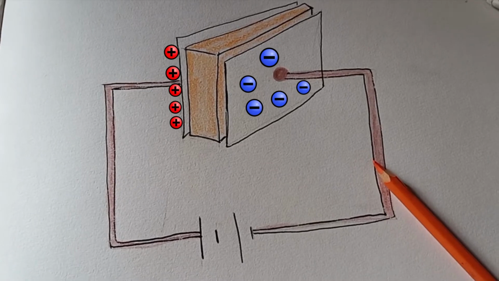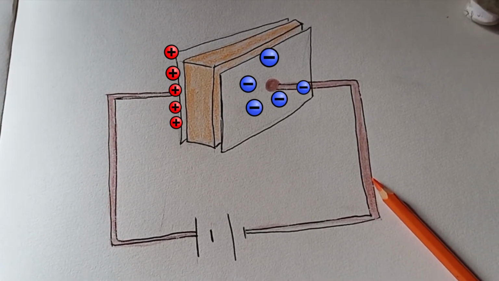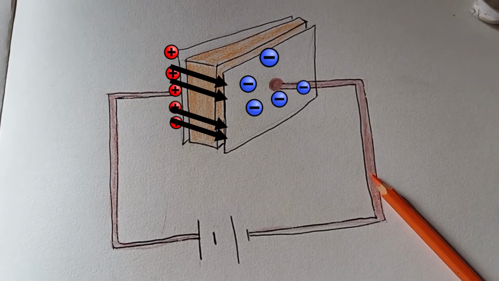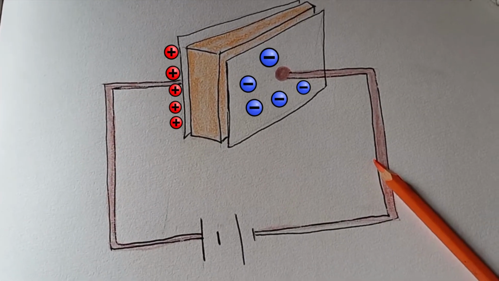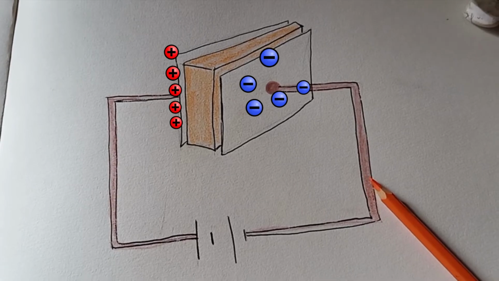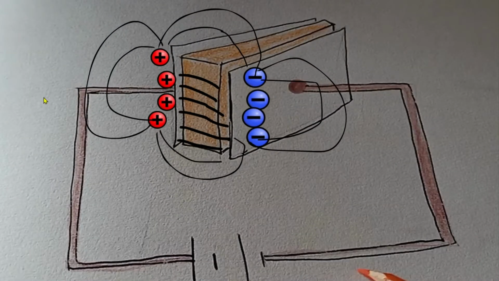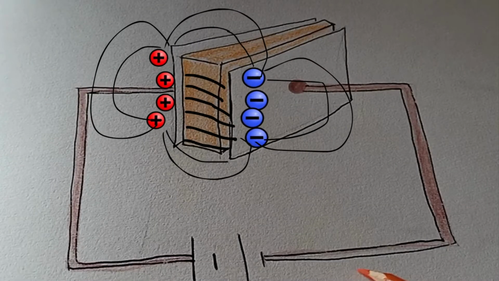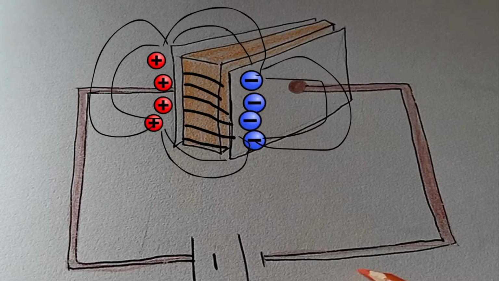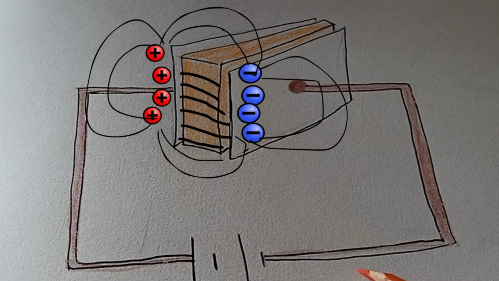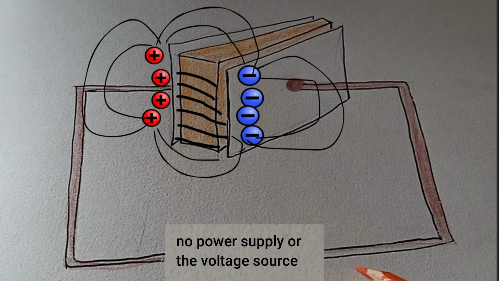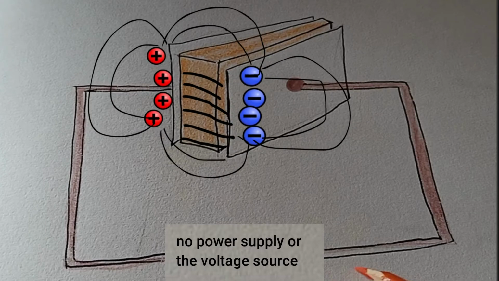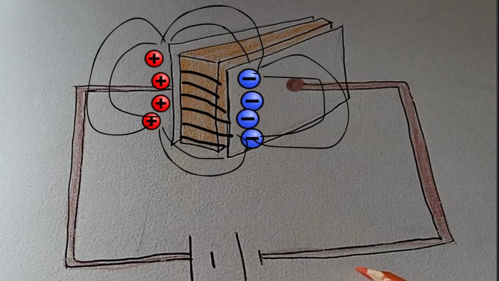So in this way, when we apply the voltage to the capacitor, then the charges are developed across the two plates of this capacitor. And because of the development of the charge, the electric field is developed between two plates. So in this way, the capacitor stores the energy in the form of this electric field. Now, even if we remove this voltage source, then also the charges that are developed across the two plates will still remain as it is.